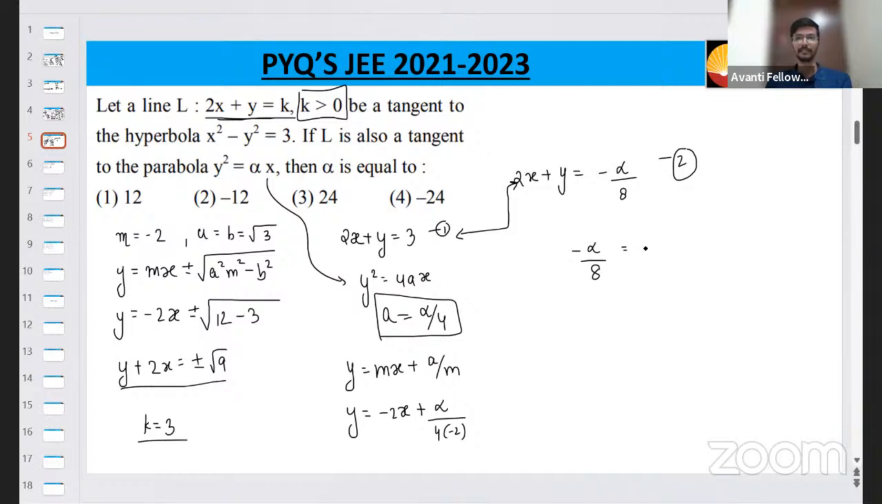So minus alpha by 8 will be equal to 8 3s are 24. So minus 24. Now where is our option? It is option number 4. I hope it is clear. Okay. This was again a nice question. Let's move on to the next.